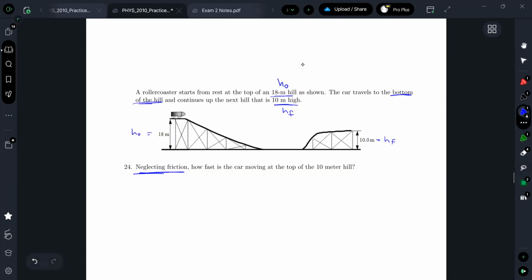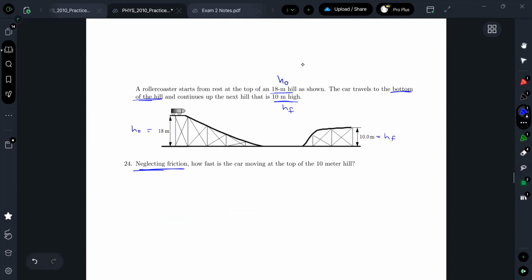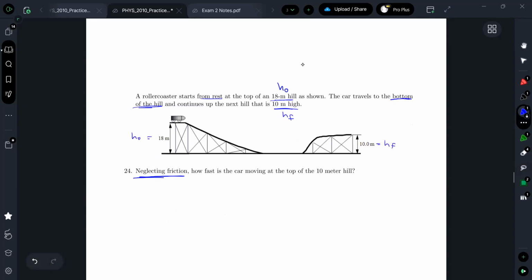Okay, now I get to this neglecting friction bit. And I missed from rest. That's an important thing. So its initial speed is 0 meters per second. And now I get to neglecting friction. How does that help me? Well, if I wasn't thinking it after labeling this stuff, I should be thinking conservation of energy. It relates heights and speeds through that kinetic and potential energy relationship. So I need to check, is that okay to use here?